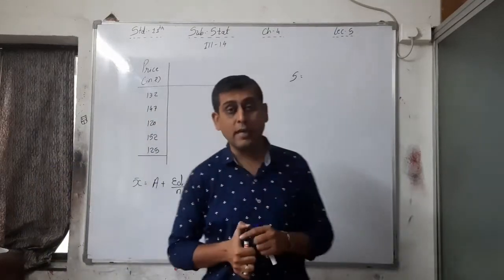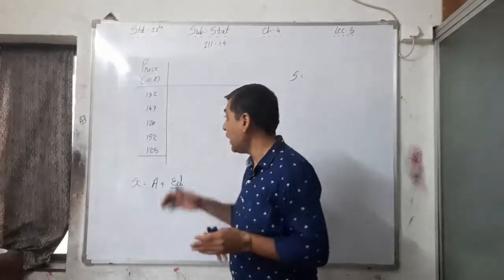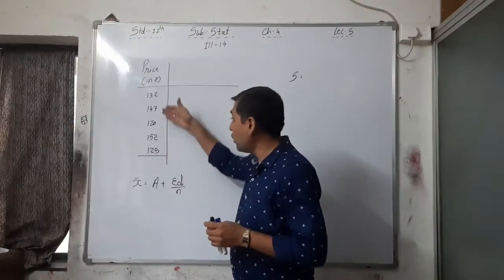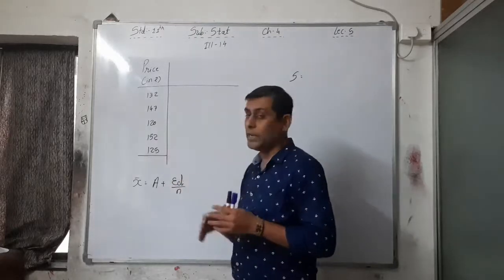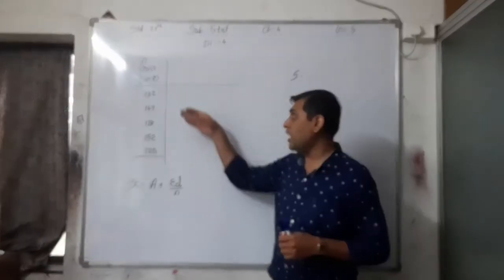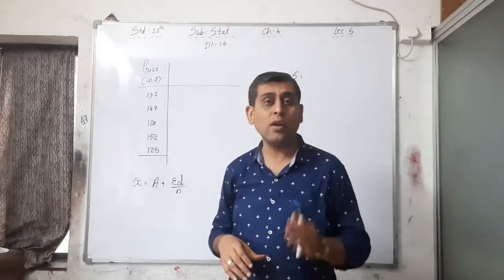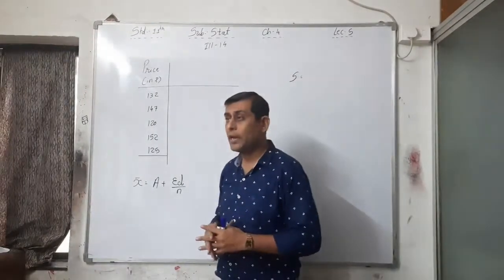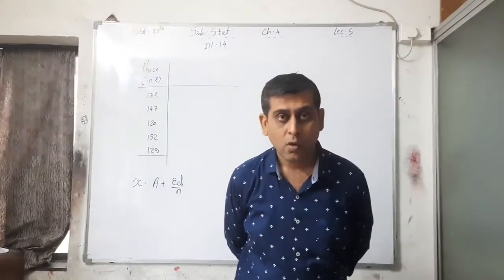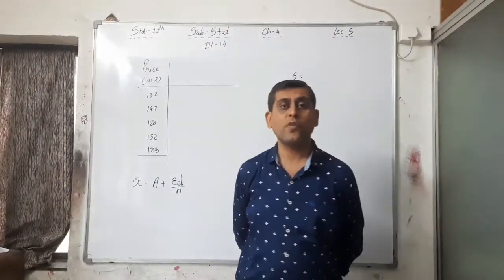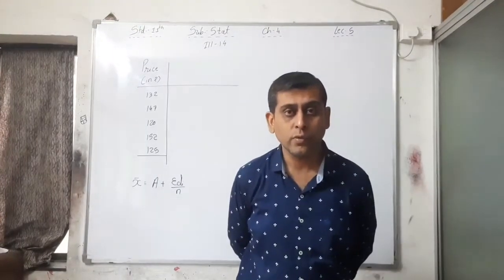How do we assume A? See, I told you in chapter number 3 to look at the lowest amount. What is the lowest amount in your observations? 120 is the lowest. And what is the highest amount? 152 is the highest. So first of all, in your calculator, do 120 plus 152. What is your answer? 272, right?